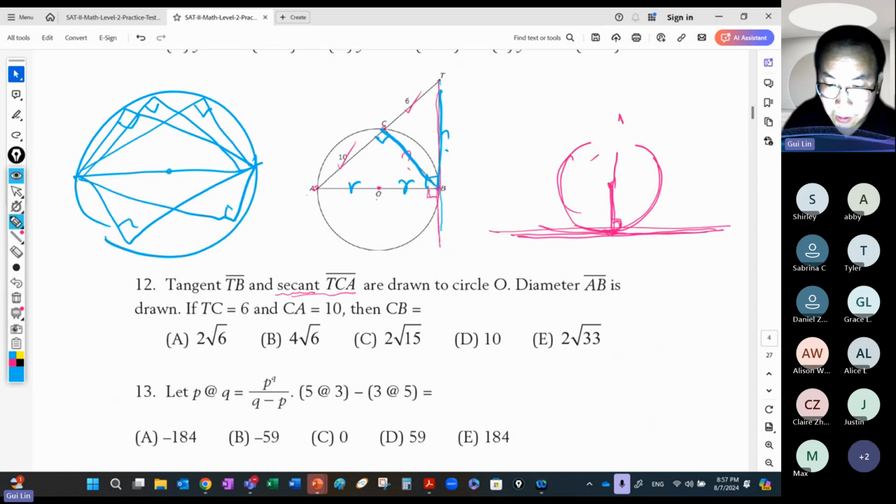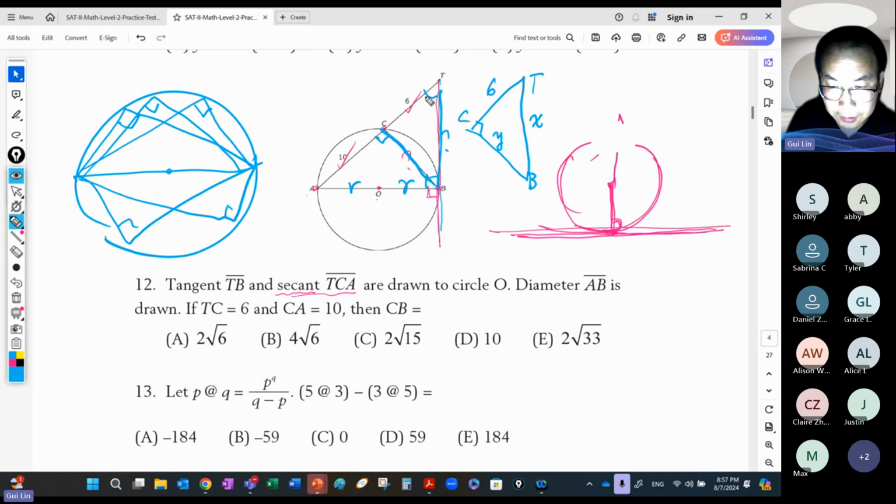So let me redraw this part here. So you can see this right triangle, CBT. I suppose here is X, okay? So here is 6. So here supposedly is Y. Sounds good? All right. Let's go again.